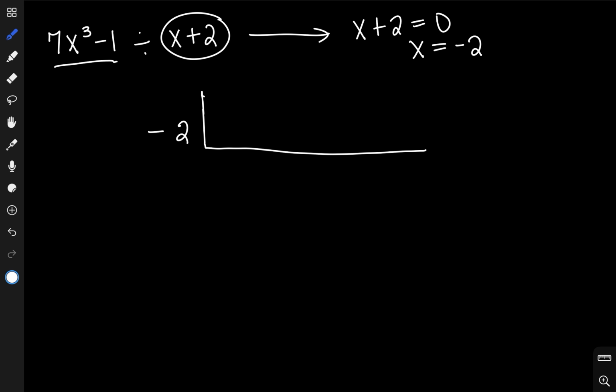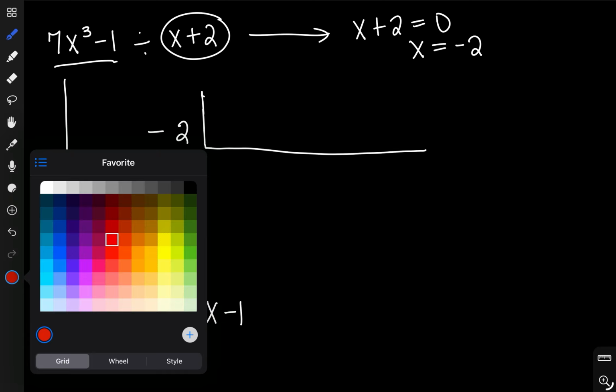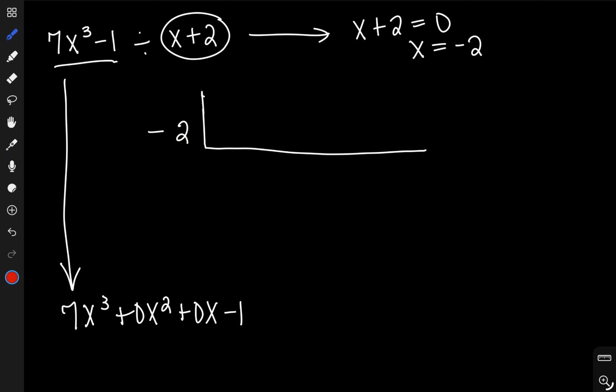For this, we have to use the coefficients of all the numbers. So if we bring it down here, we have 7x to the third, we need x squared, so it's going to be 0x squared. And we also need an x, so it's going to be plus 0x minus 1. And now we want to get the coefficient of each term. So the coefficient of this one is 7. Coefficient of this one is 0. Coefficient of this one is 0. Coefficient of this one is just negative 1.